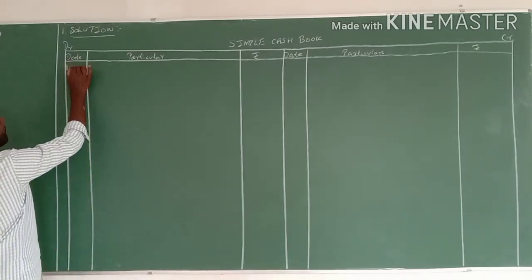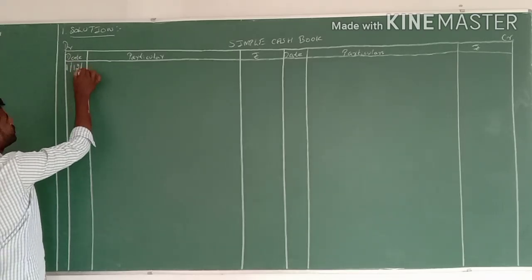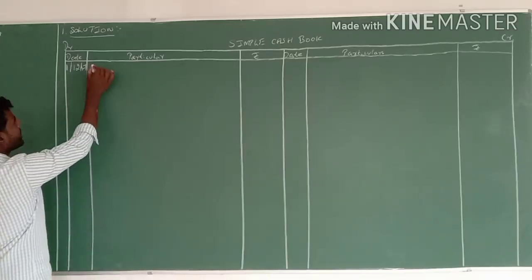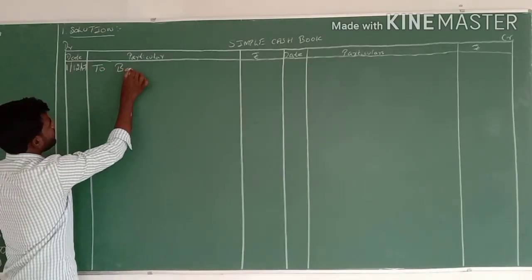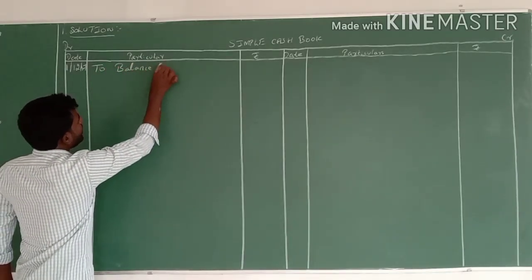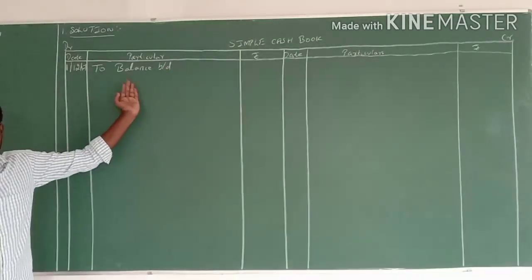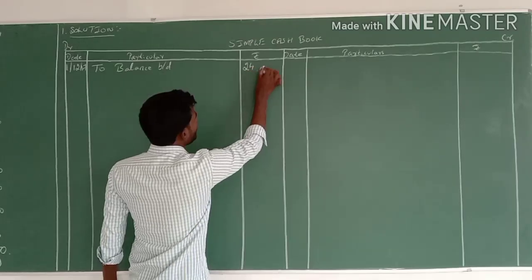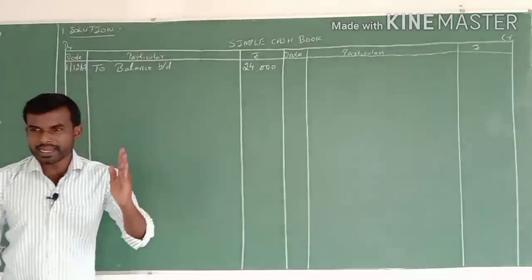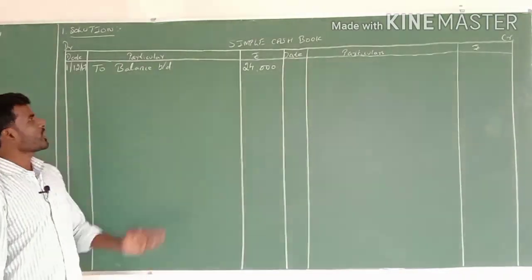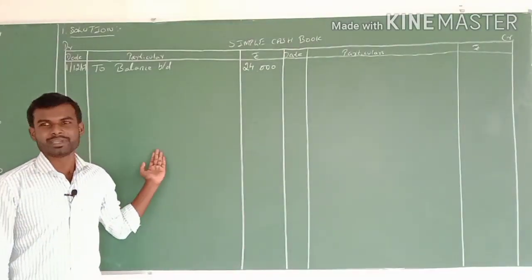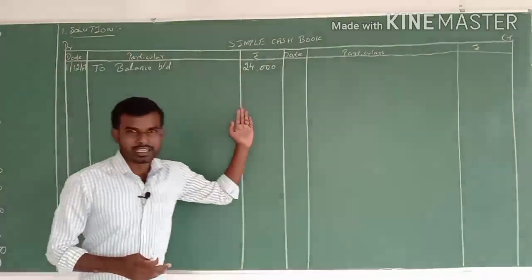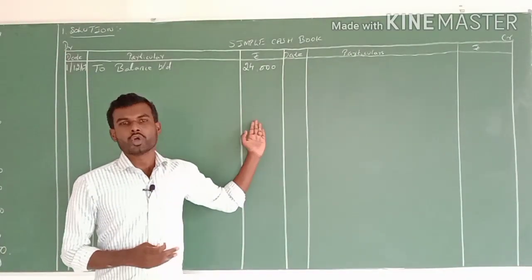The date is 1st of December, 1/12/2017. The entry is 'To balance brought down', the opening balance. How much is the amount we record here? 24,000. So the opening balance of cash should be recorded under the debit side, as a debit balance. It is the balance at the beginning of the month.